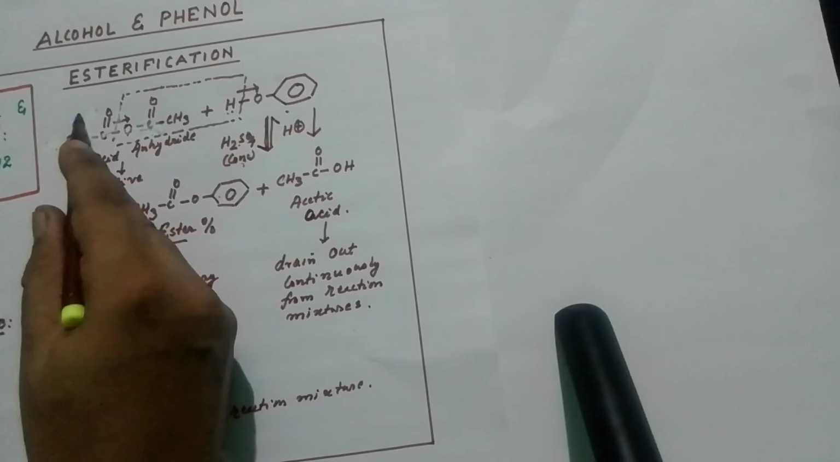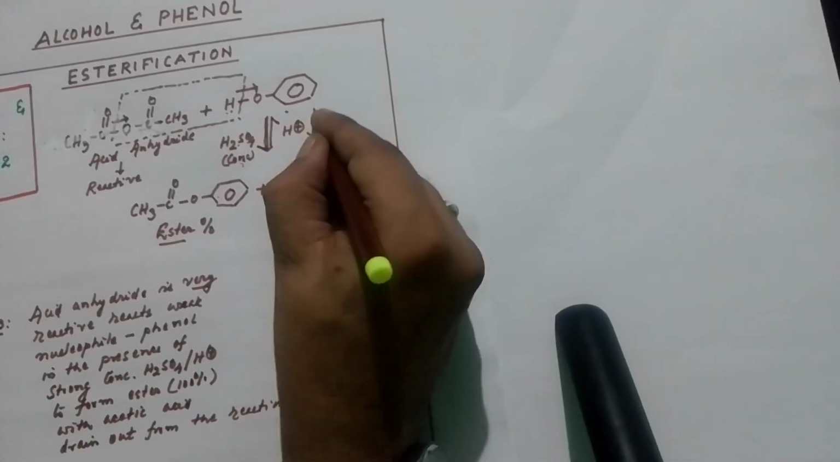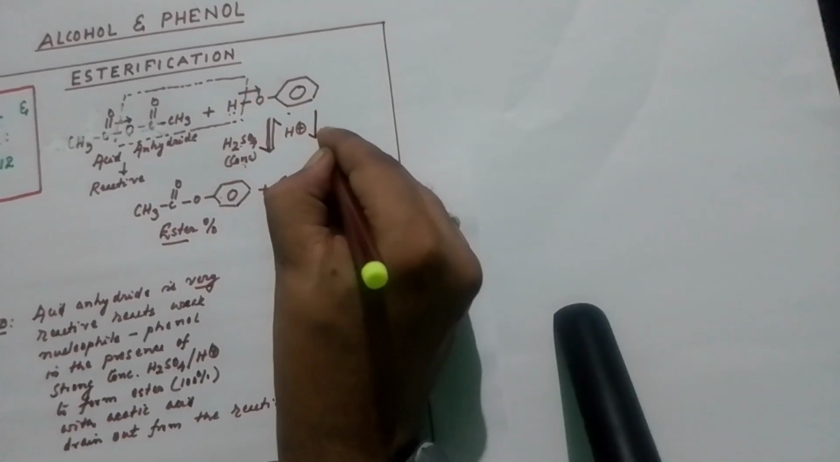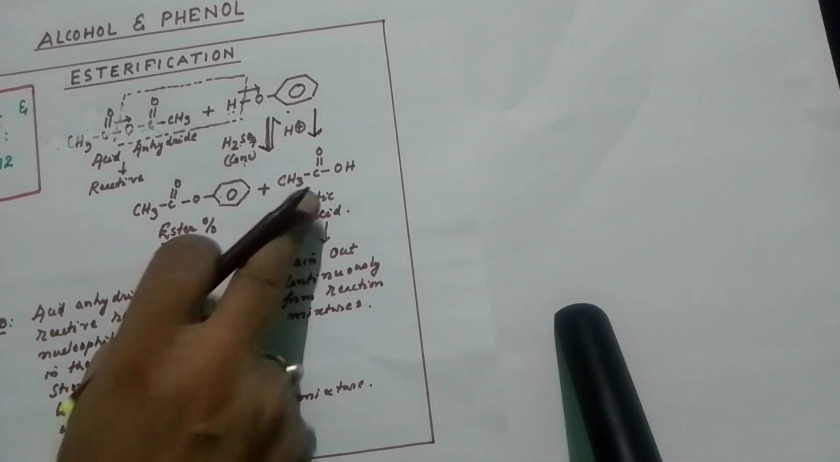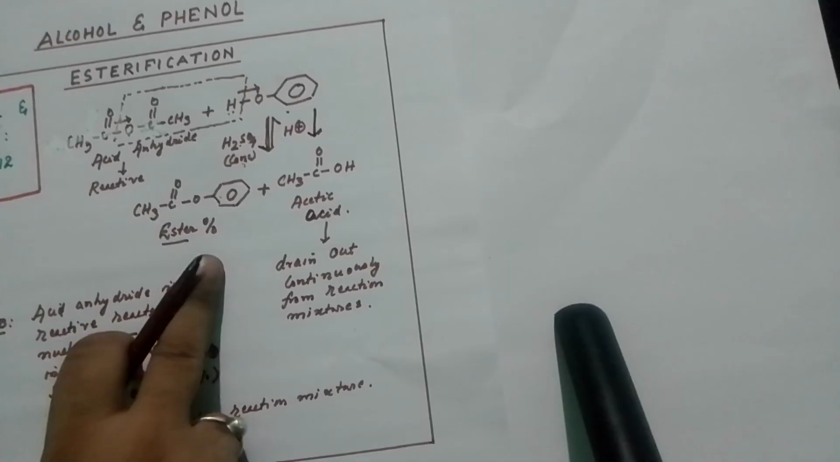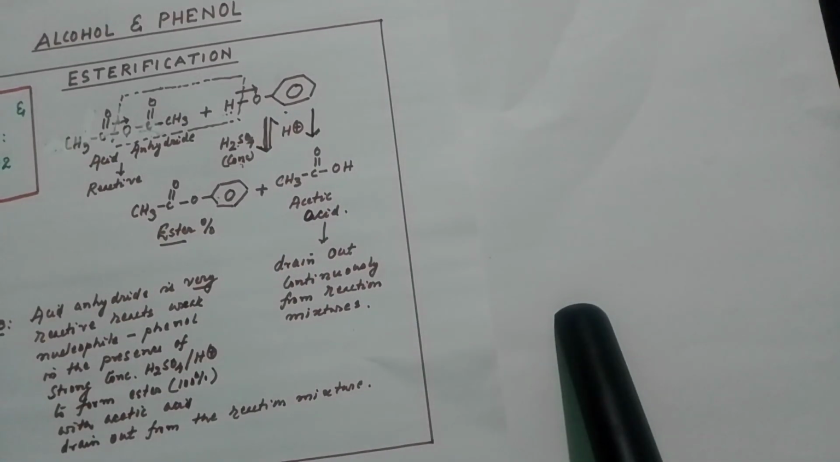And here the function of the concentrated sulfuric acid is to move the reaction forward. So I will write this arrow forward instead of the equilibrium. But the condition is that this acetic acid will be thrown out, continuously drained out. Then you will get 100%. Otherwise, this may reverse the reaction.